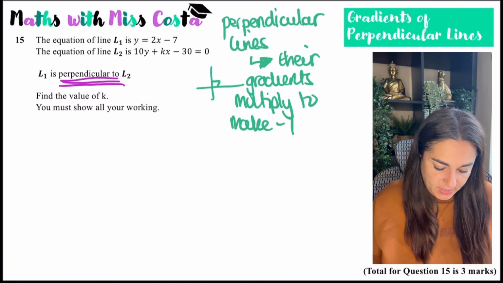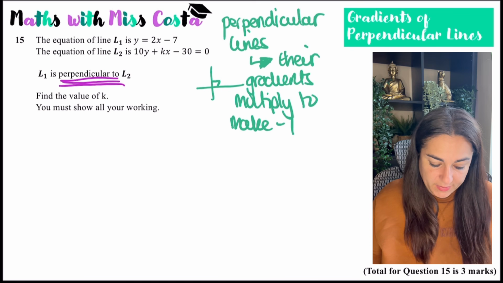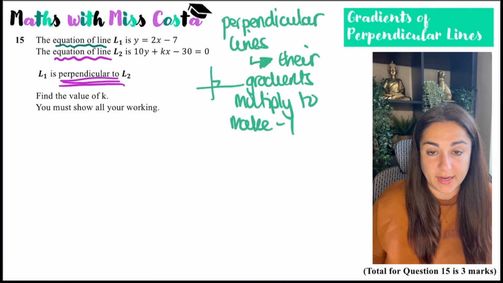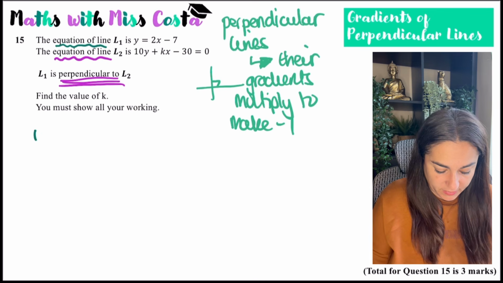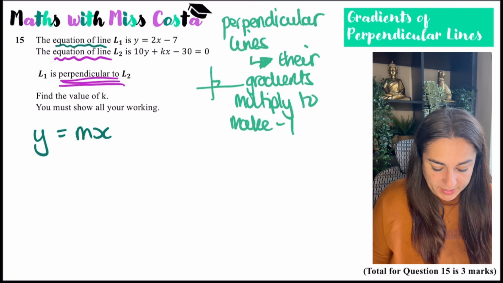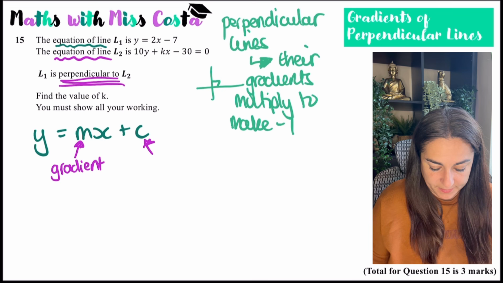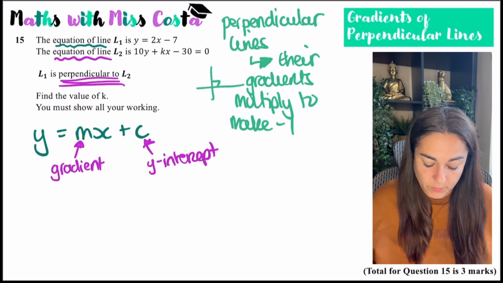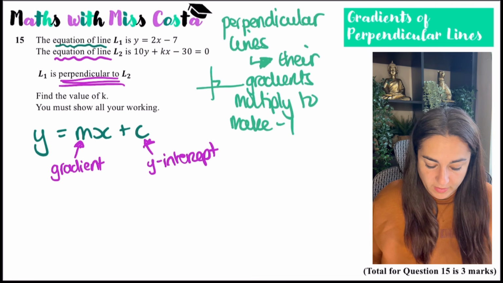So that's one thing that we really need to bear in mind whenever we see the fact that 2 lines are perpendicular. The next is that if you see an equation of a line, you should always think to yourself, okay, how do I write the equation of any given line? It's y equals mx plus c, where m is the gradient and c is the y-intercept. So we can use all of this information to do something with our lines.